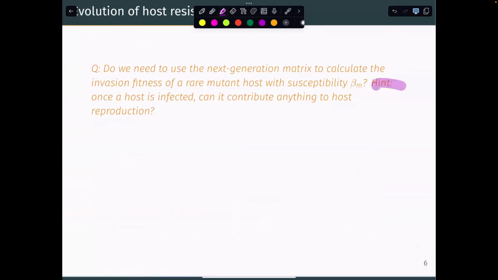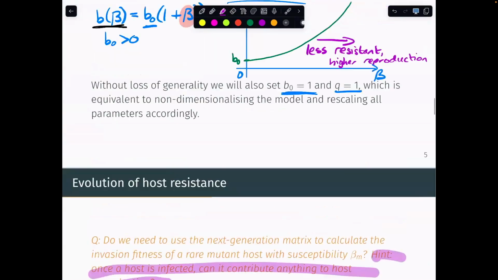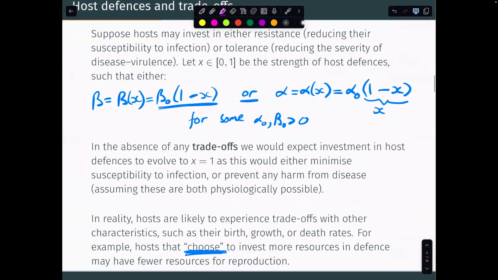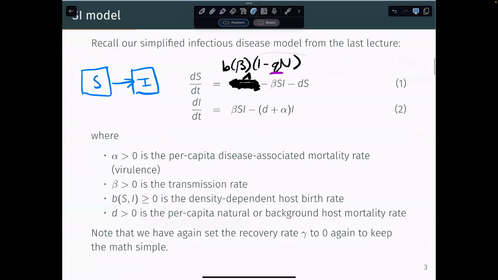is that the whole point of invasion fitness, we're thinking about contributions to the next generation, right? That's why it's called a next generation method. Infected hosts in this model don't contribute anything to reproduction. Sorry, there was a slight typo in this as well. That should be an S in there. Okay, so only our susceptible hosts here are actually reproducing.